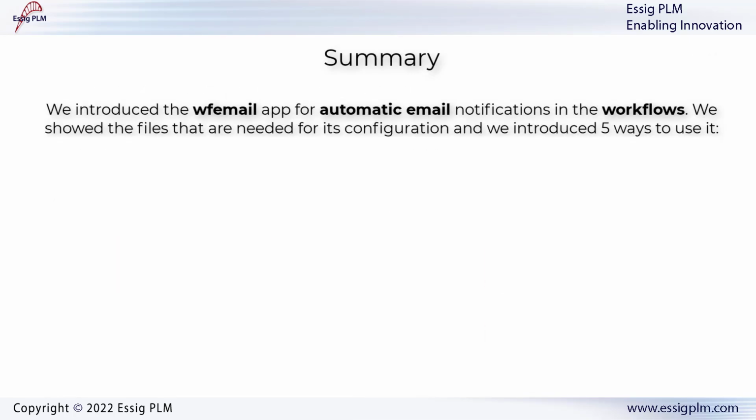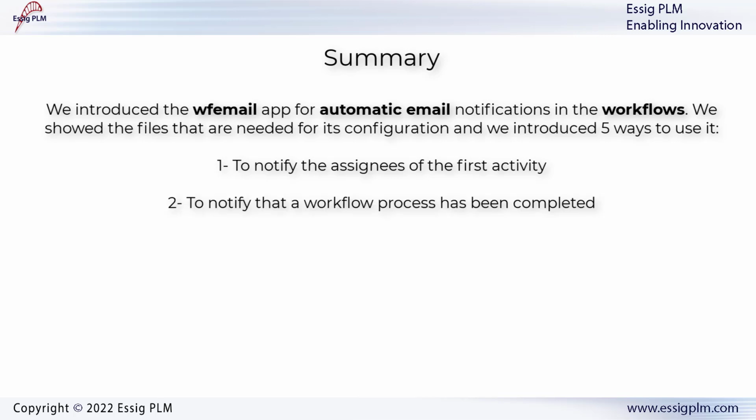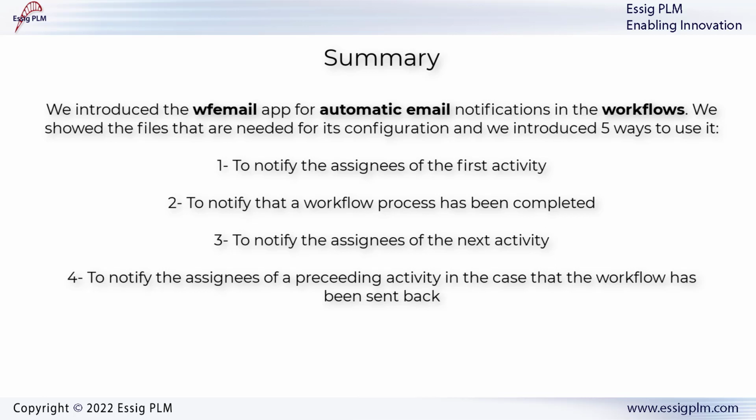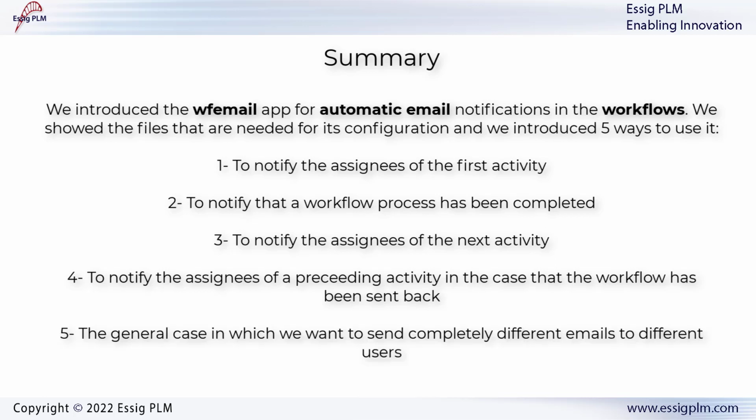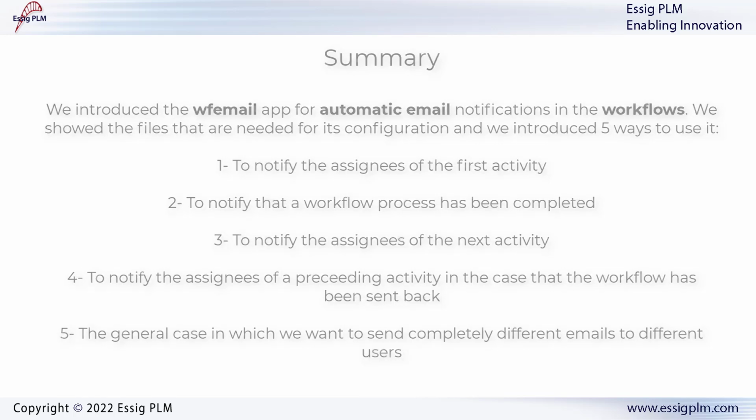Summing up, we introduced the WF email app for automatic email notifications and its configuration files. Later, we showed 5 examples on how to use it. In the first example, the notification email was sent directly at the time of the process creation. In the second example, the email was sent to a group of users at the time of the process completion. In the third example, we saw how Nexa can send emails to all the successors of the present activity. And similarly, in the fourth example, this was performed at the time of a sendback. The last example regarded the case where we wanted a complete customization of the emails to be sent automatically to the successors of an activity.